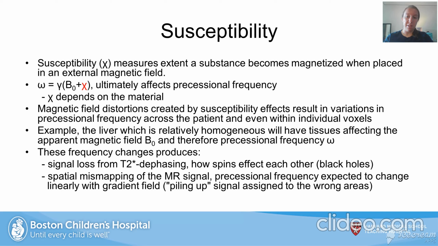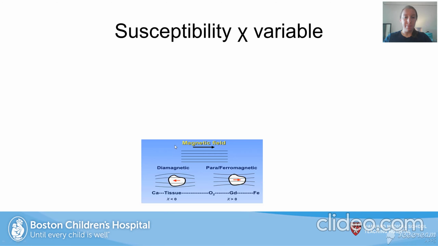We also have spatial mismapping of the MR signal. Precessional frequency is expected to change linearly with the gradient field. So when you have something that throws off the gradient, it will throw off your frequency, and you need the frequency to localize that signal within the image. If you have something in the field that disrupts that, then you might have some mismapping. This can result in piling up of signal that's assigned to the wrong area.